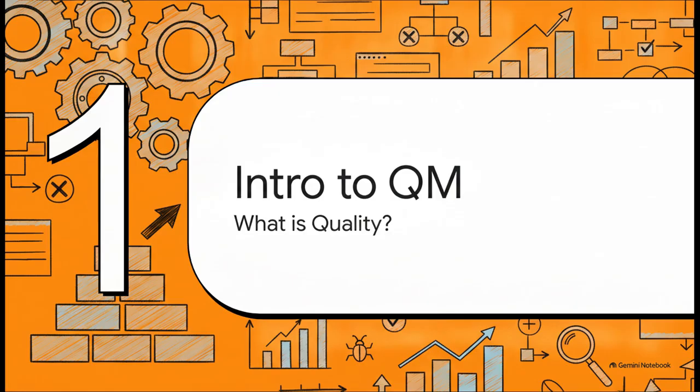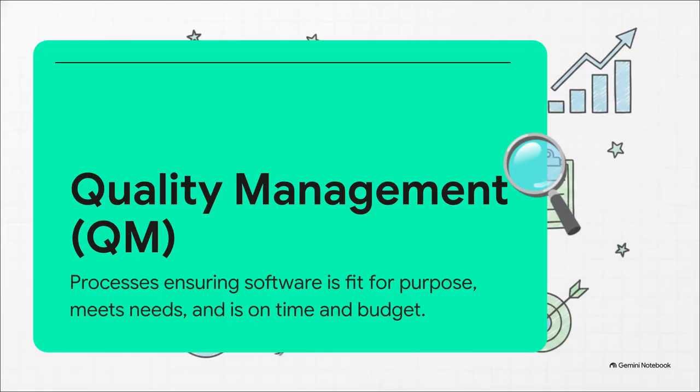What exactly is quality? Before we can dive into any specific technical metrics or testing frameworks, we really need to understand the overarching goal of quality management. To figure that out, let's look at the formal definition. Quality management, or QM, is the set of processes ensuring a developed software system is fit for purpose, meets user needs, performs efficiently, and is delivered on time and budget.